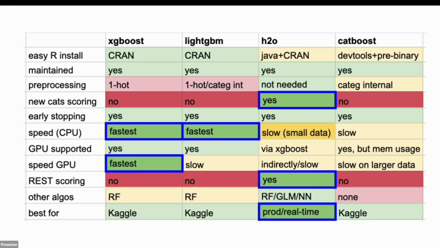So here's a summary table of which algorithms are the best in what. LightGBM if you want the fastest training on CPU, XGBoost if you want the fastest training on GPU, and H2O if you want the easiest deployment.